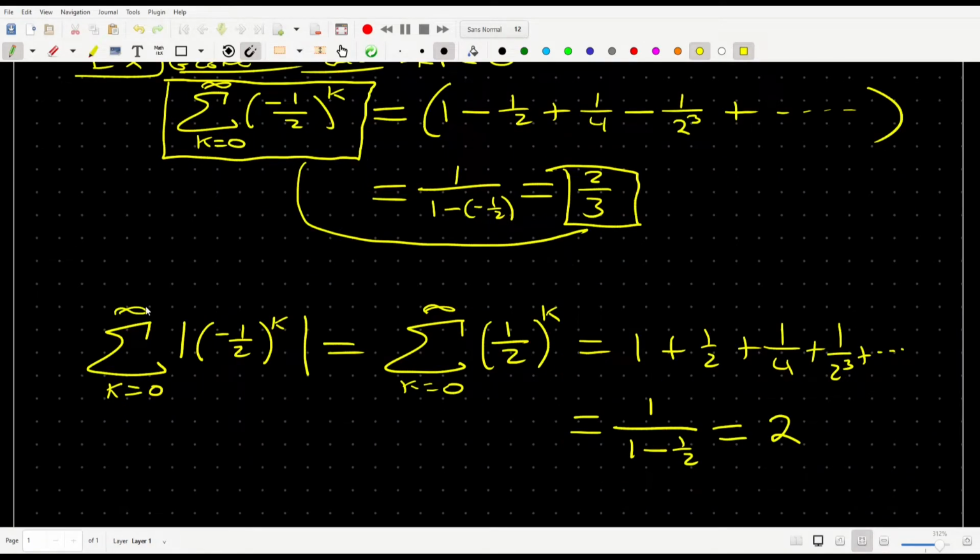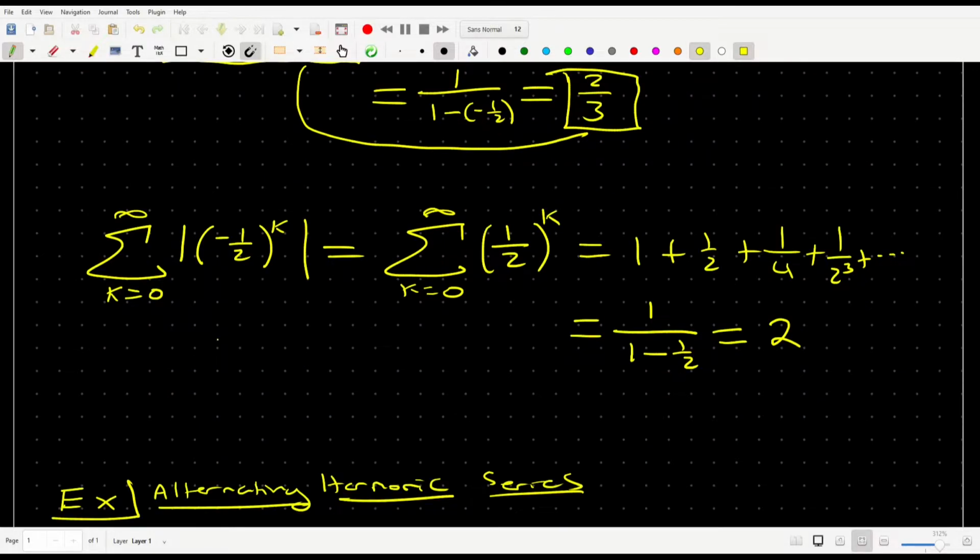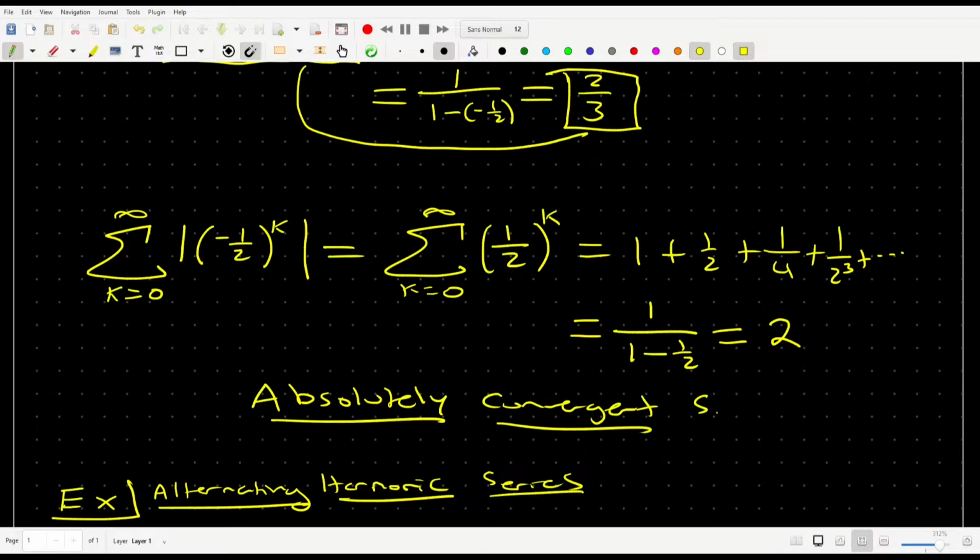So what we say then is that in general, if you take a general series with positive and negative terms, if the sum of its absolute values is convergent, this is how we define what's called an absolutely convergent series. And this is how we're going to define absolutely convergent. And the idea here is that an absolutely convergent series is in some sense much nicer than what's called a conditionally convergent series.